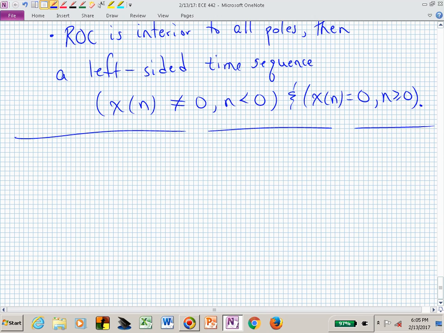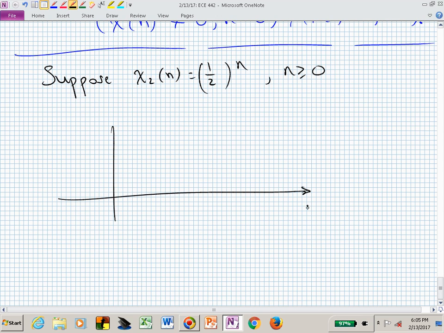Let's look at a second case. Again, using the pole at 1/2, but now let's suppose that x sub 2 of n is equal to 1/2 to the n for non-negative n. So now we're starting with n equal to 0, having 1/2 to the 0, or 1. 1/2 to the 1 is 1/2. 1/2 to the 2 is 1/4, etc. And we just keep going. Now we have this exponential decay.